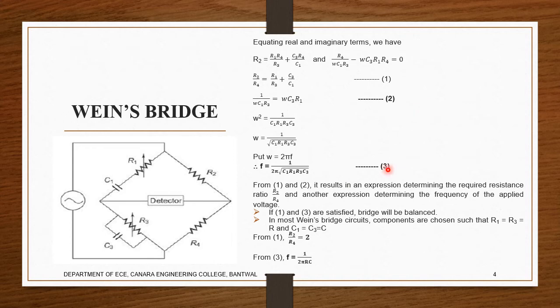In most of the Wien bridge circuits, we have to choose such that R1 is equal to R3 is equal to R. These both should be equal, and C1 and C3 should be equal to C. From equation 1, if you substitute whatever the condition is there, we can conclude that R2 by R4 is equal to 2, and from equation 3 we can conclude that F is equal to 1 by 2 pi RC.